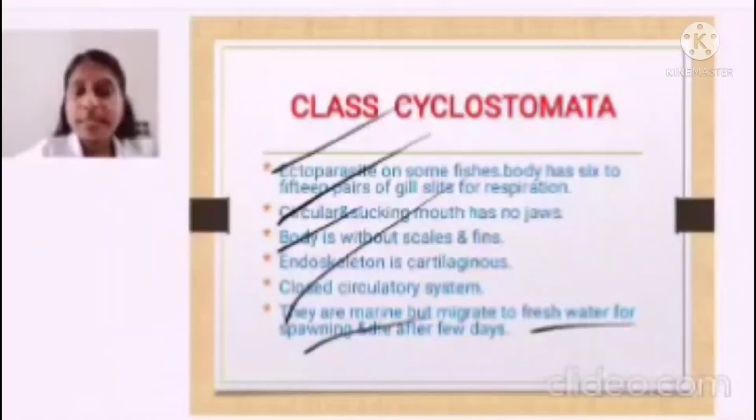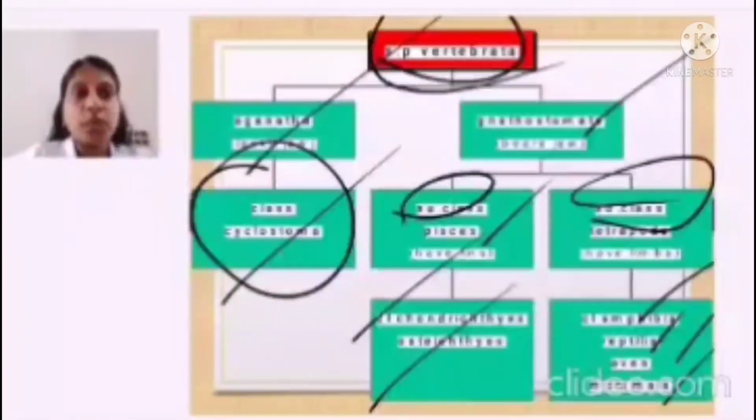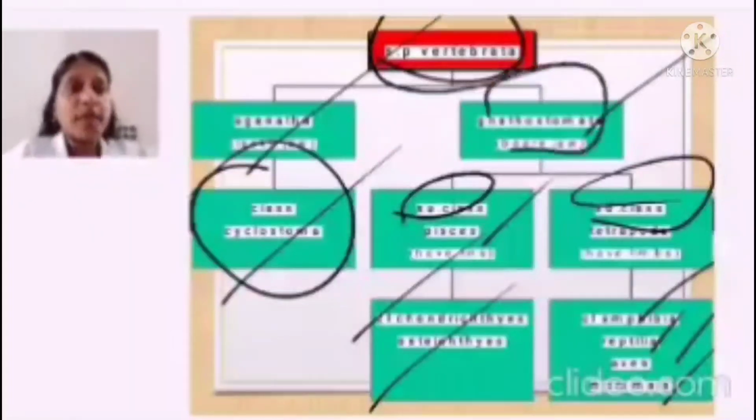Okay, after laying the eggs they die. So that process we call it as what? Spawning is laying eggs. Clear? For that they come to what? The fresh water. So these are the characteristic feature of what? Cyclostomata. Now moving on to the next one, we are going to discuss under Gnathostomata pisces.